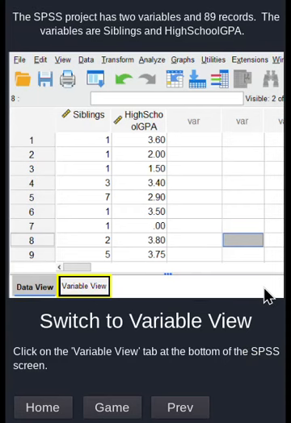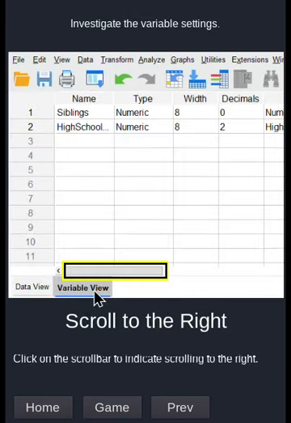So we're looking at the SPSS variable view. We have two variables, a sibling variable and a high school GPA variable, and we're just going to be focusing on the sibling variable in this case. And our first step, after we've taken a perusal, looked through the data, is to switch over to the variable view and make sure that that's set up appropriately.